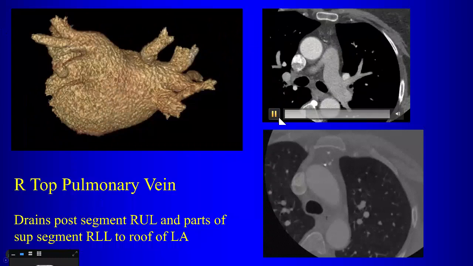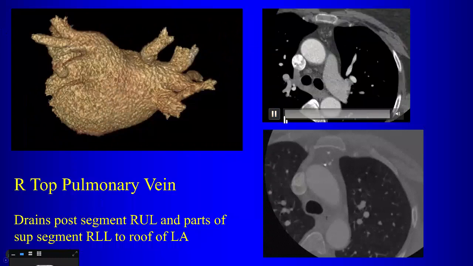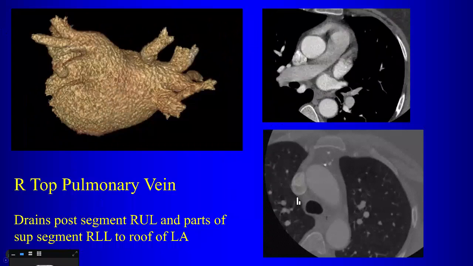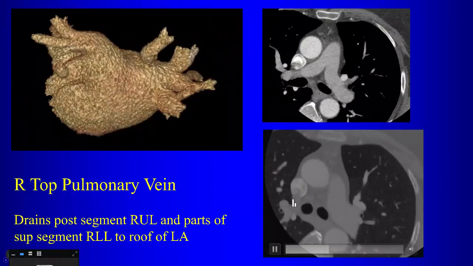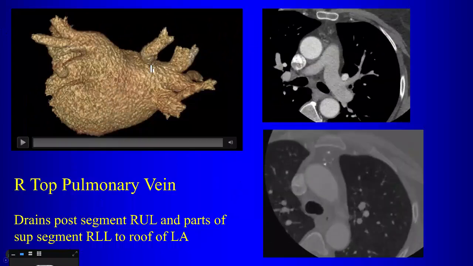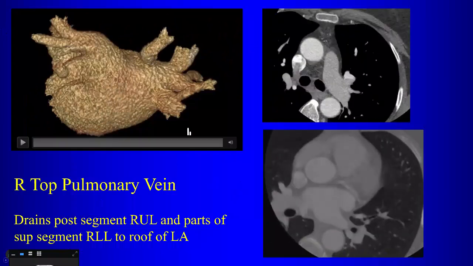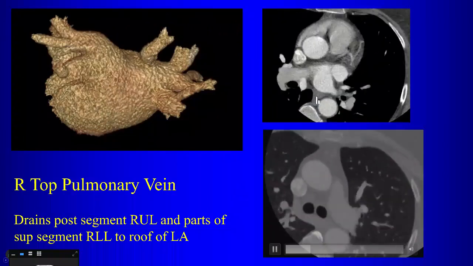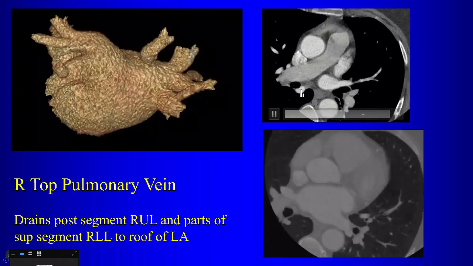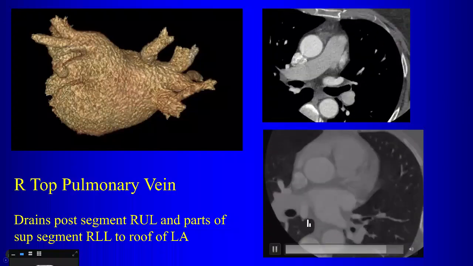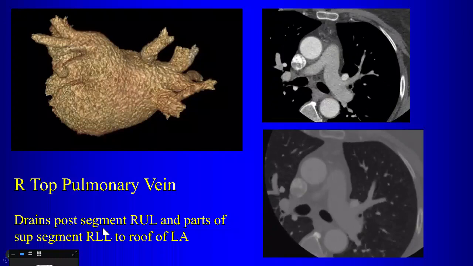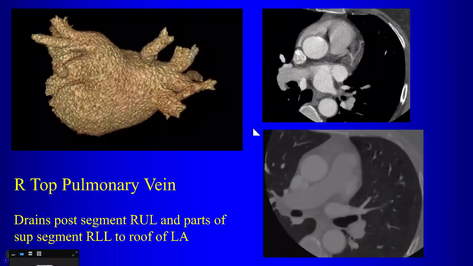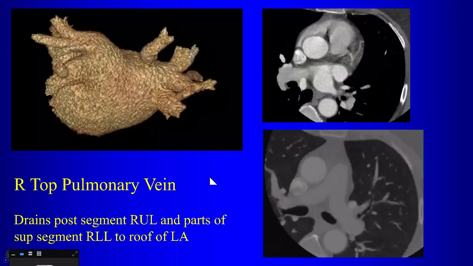See it here, as we come down, right? So from the right side, there will be this vessel that's going to be coming down to the top of the left atrium. You can see it here. There it is, coming down to the top of the atrium. Right? That usually drains the posterior segment of the right upper lobe and parts of the superior segment of the right lower lobe to the roof of the left atrium. So that's the top part.